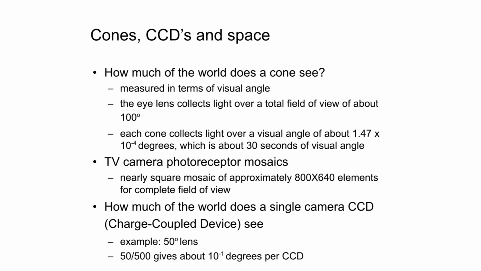Usually, the cone or the eye lens collects light over a total field of view of about 100 degrees. Okay, and each cone collects light over a visual angle of about 1.47 by 10 raised to minus 4 degrees, which is about 30 seconds of visual angle.